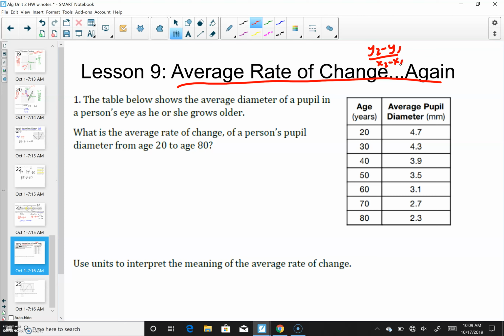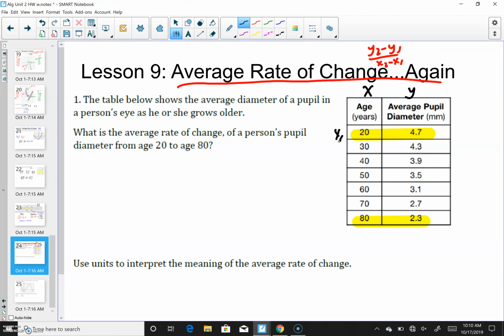So the first one says the table below shows the average diameter of a pupil in a person's eye as he or she grows older. What is the average rate of change of a person's pupil diameter from age 20 to age 80? So we only need to focus on two lines here, the line for 20 and the line for 80. And now when we're using these, we are going to use the age as our x value and the range as our y.